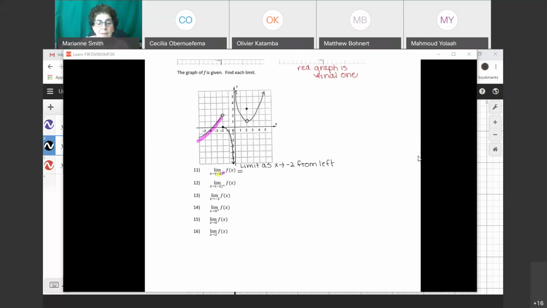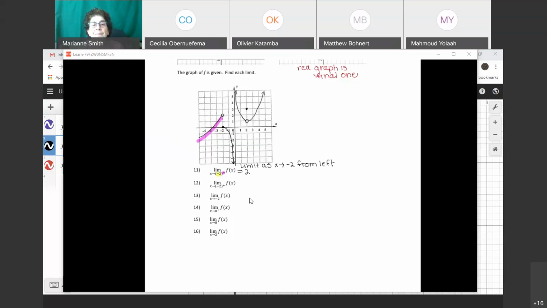What's the answer to 11? The limit as I'm approaching -2 from the left. What value am I getting close to? Everybody sees 2, right? I'm getting close to the value right here.